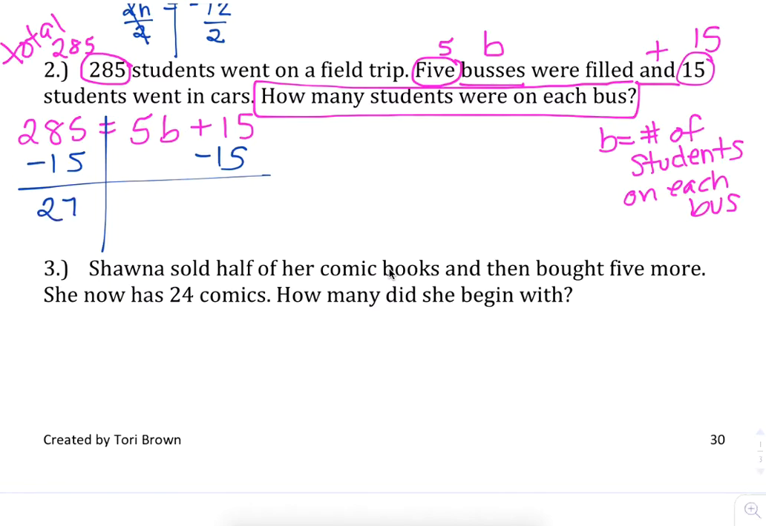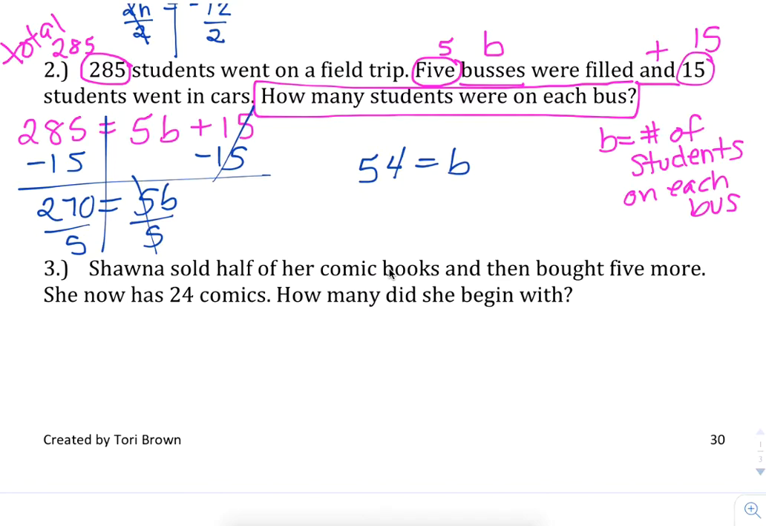I have 270 equals 5b. I need to divide by 5 on both sides. My 5's canceled just like my 15's did. And when I solve this out, we have b equals, good, 54. All right, so what does that mean?